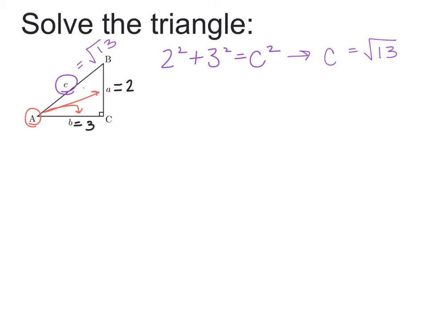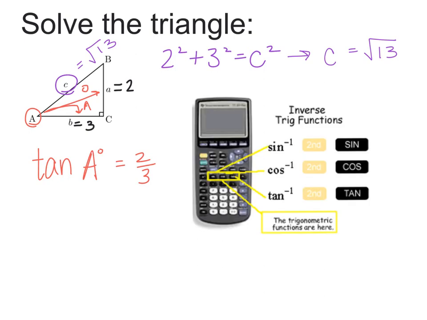So 2 is opposite of me, and 3 is adjacent of me. Using SOHCAHTOA, I know that that is tan. So what that means is tan of whatever degree A is the ratio of 2 over 3. Now that's nice, especially because in my graphing calculator, I have these buttons above sine, cosine, and tan that have these little negative ones, and that means arc sine, arc cos, arc tan, and that will help me find the angle that I'm looking for.